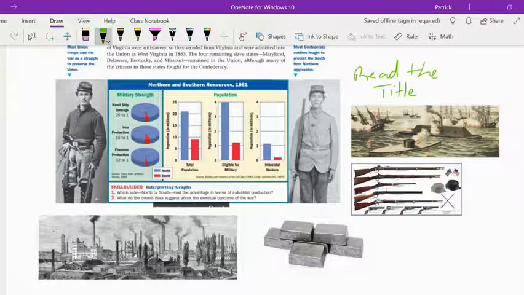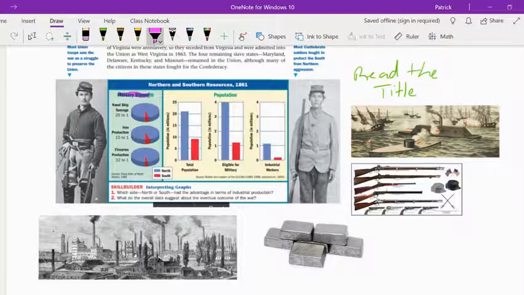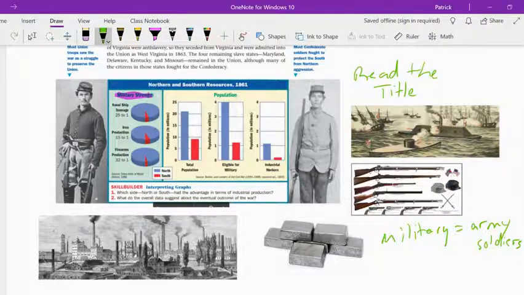the title. For example, this chart I can see says military strength. Military meaning like army, soldiers. So when I look at this chart, I also want to double check after I read the title. The next step is to check the key.